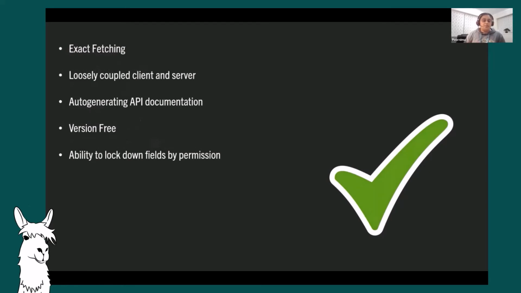What wins with GraphQL for me? Exact fetching, which means fewer round trips and less network usage. We have loosely coupled client and server, because a client always gets the control of the data it asks for. The auto-generating API documentation is fantastic. GraphQL API is version free. And then you have the ability to lock down fields by permissions.